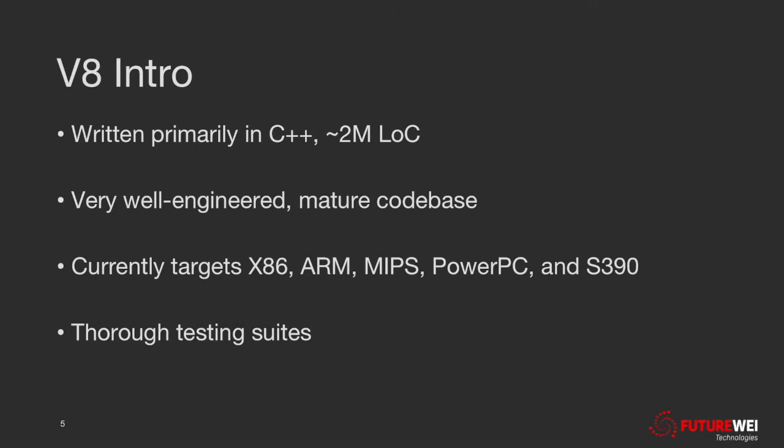Let me first give an introduction to V8. V8 was developed over a decade ago, and it has evolved into 2 million lines of code, primarily in C++. It's a pretty well-architected and mature code base. It has supported all the major hardware platforms, including x86 and ARM. RISC-V would be its latest addition. In addition, V8 comes with a very comprehensive set of test cases, and these test cases are essential in ensuring the quality of all the new backends.